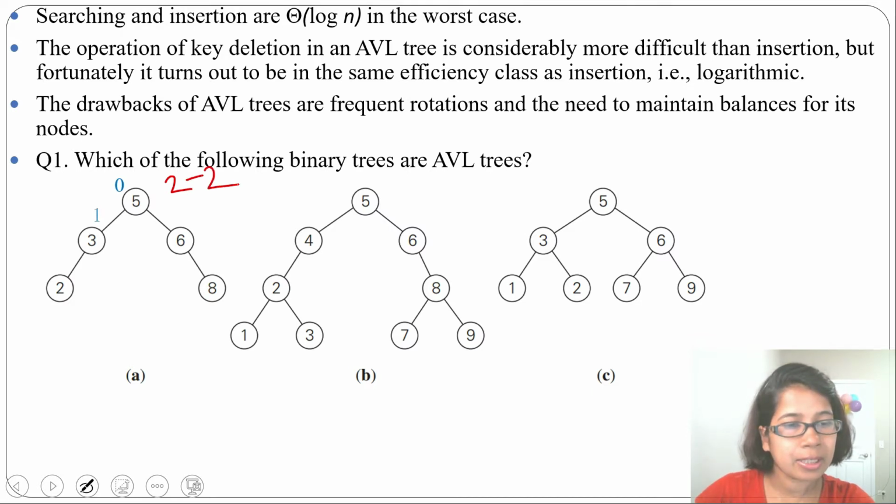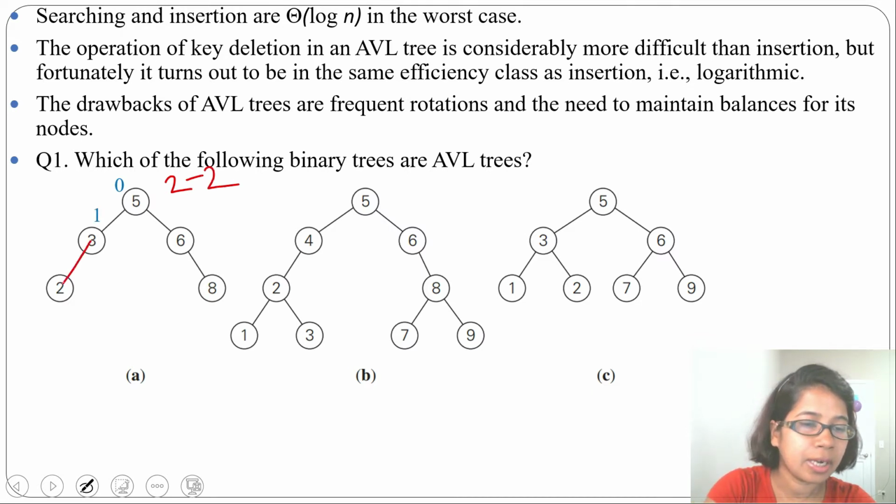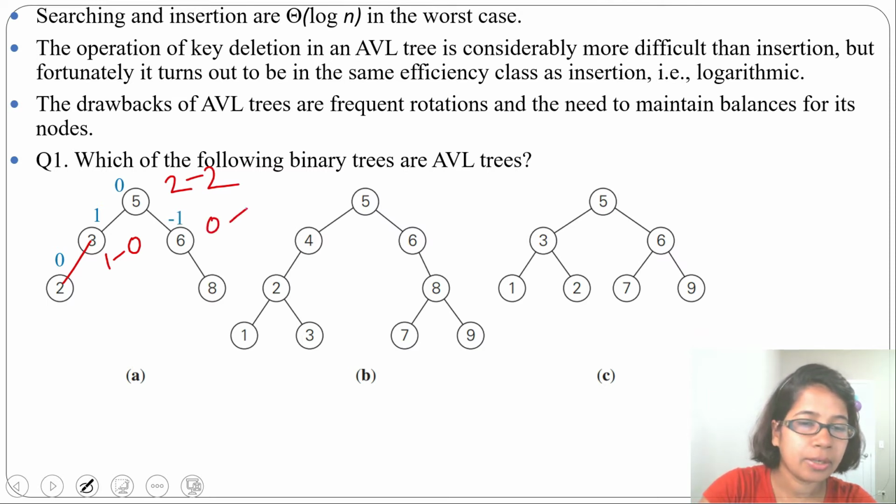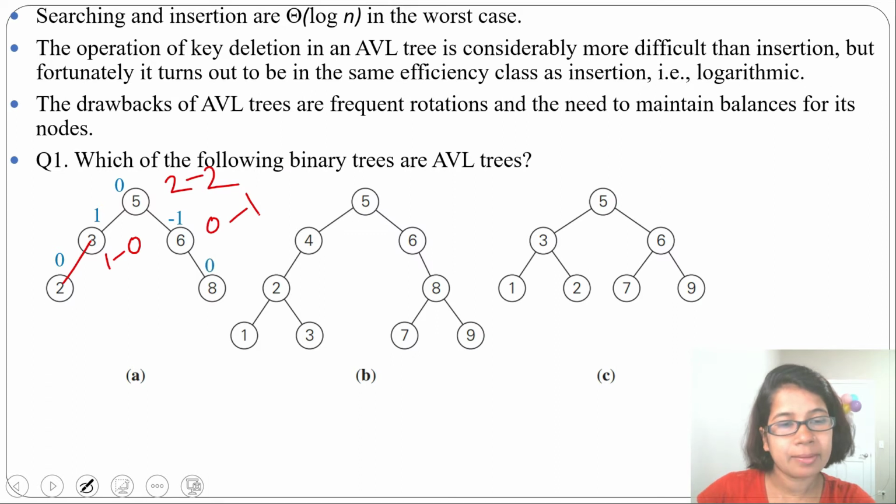For 3, balance factor is 1, left subtree height is 1 minus 0. For 2, balance factor is 0. For 6, balance factor is minus 1, 0 minus 1. For 8, balance factor is 0. So every node's balance factor is either 0, plus 1 or minus 1. So it is an AVL tree. For an AVL tree, balance factor should be minus 1, 0, plus 1. It cannot be plus 2 or minus 2. So option A tree is an AVL tree.